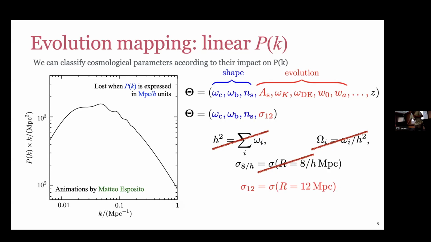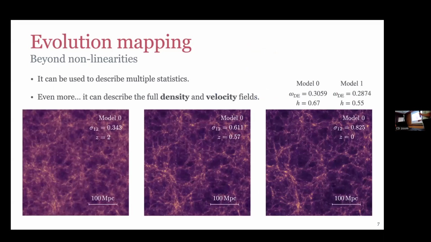So in this sense, your power spectrum at a given redshift for a given set of shape parameters and a given set of evolution parameters will be the same for all of the cases in which you have the same shape parameters and the same sigma 12 at that given redshift, as a function of shape and evolution parameters. So this holds perfectly for the linear power spectrum, and you can still use it for the full density and velocity fields.